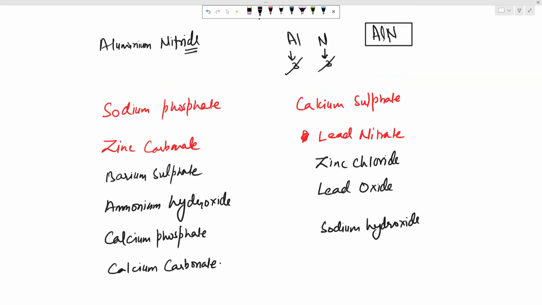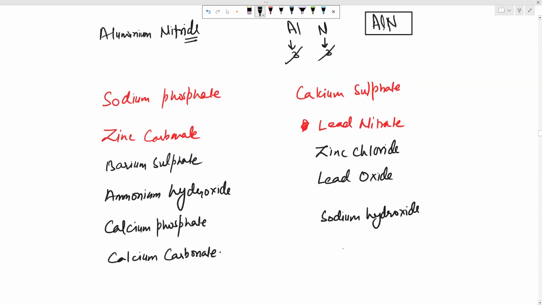Okay, try to write down the formulas of the following compounds with the help of the chart. Okay.